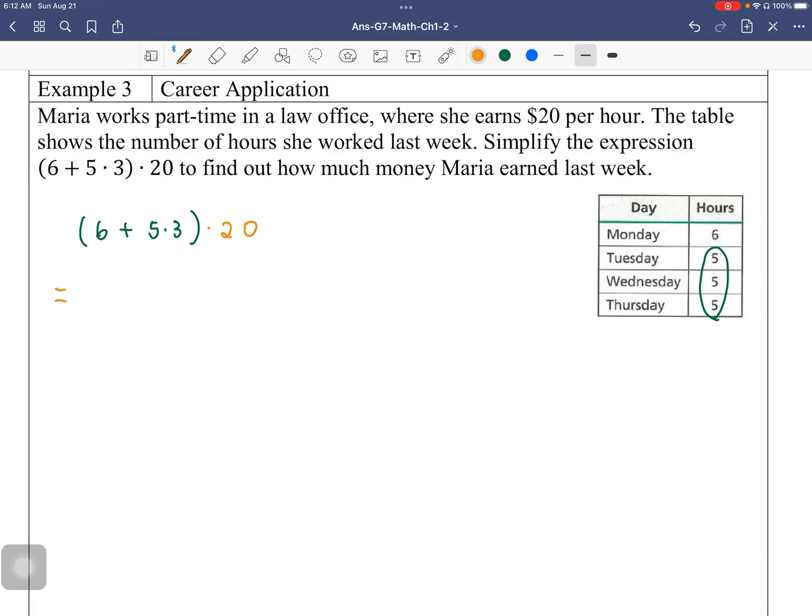I'll do 5 times 3 first. So 6 plus 15 times 20, 21 times 20 is 420. So she earned 420 last week.